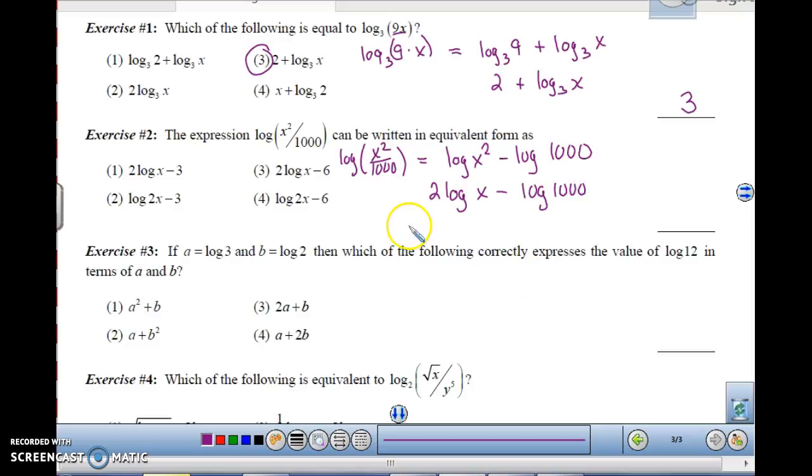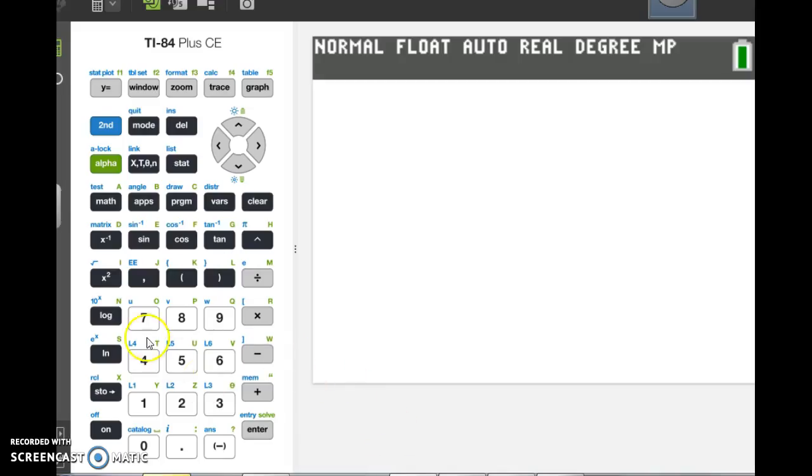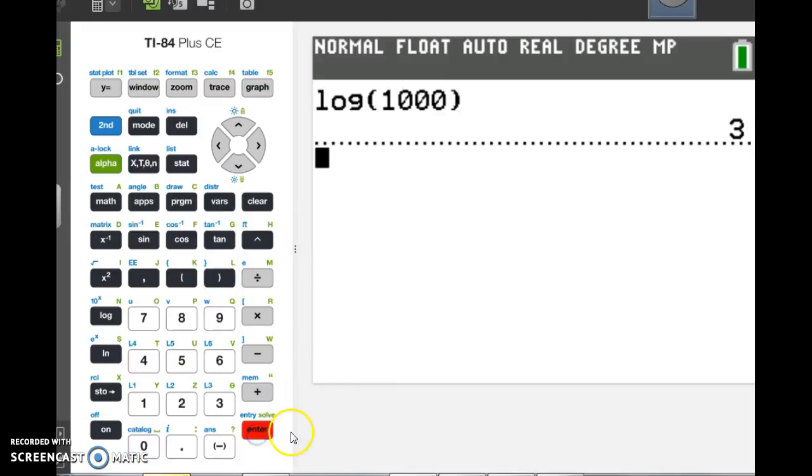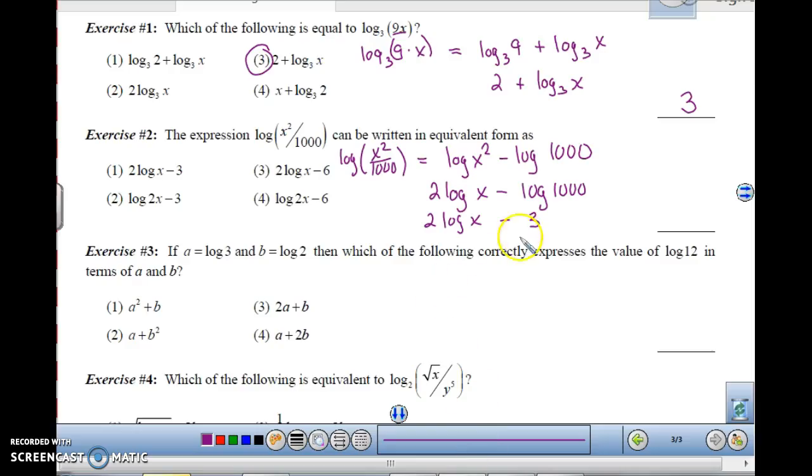All right, so now notice here, we've done the power rule of logs when we do that. Now to check our answer here, we don't have the answer here, but we have 2 log of x minus log of 1,000. Now notice right here, there's no number there, so that's automatically base 10. So it's 10 to what power is 1,000? It would be 3. So this would be 2 log x minus 3. If you're not sure, you can grab your calculator and do log of 1,000. It is 3. So there we go. All right. So 2 log of x minus 3 would be number 1.